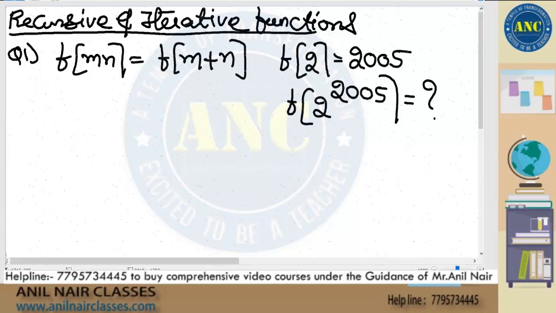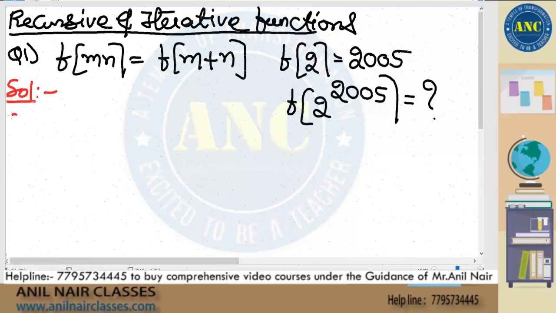Definitely you will get one question from this topic in the CAT examination. I have been teaching CAT classes for the last 14 years and I have not seen any CAT paper without recursive and iterative functions. So: f of mn equals f of m plus n, f of 2 is 2005, find f of 2 power 2005.